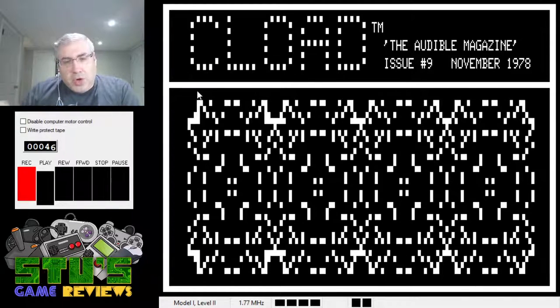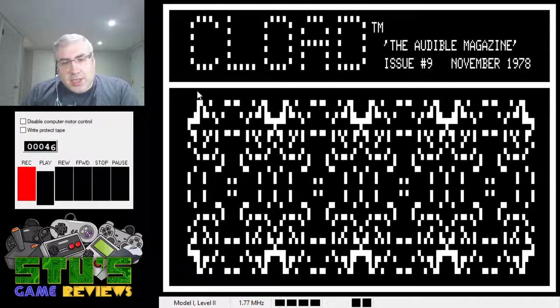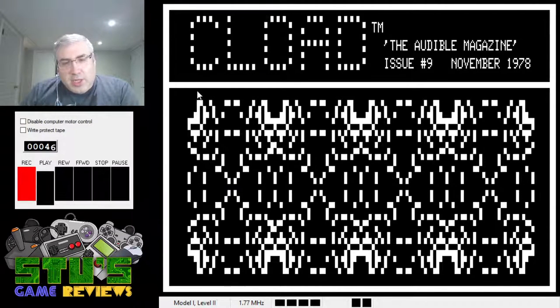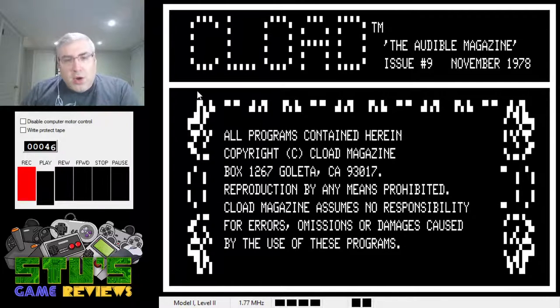This is pretty cool, though. Computer kaleidoscope is basically what it is. I sort of like looking at it. Let's let it do one more. Oh. Okay. The copyright notice. That was sort of cool.